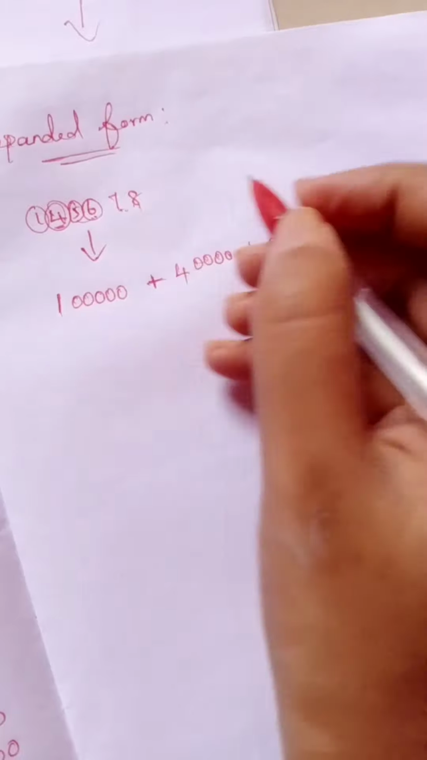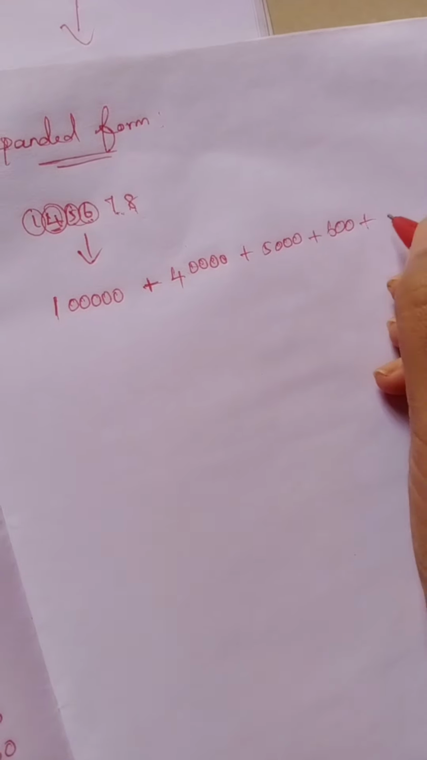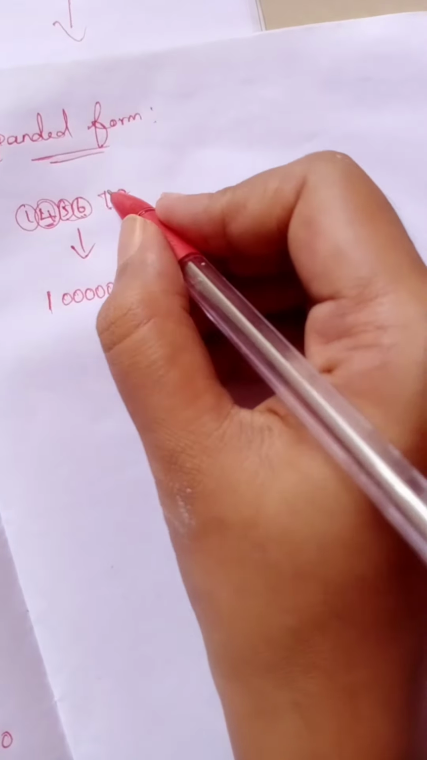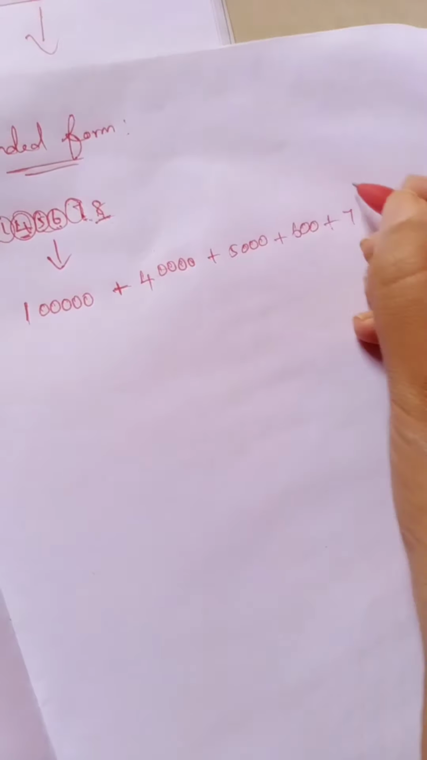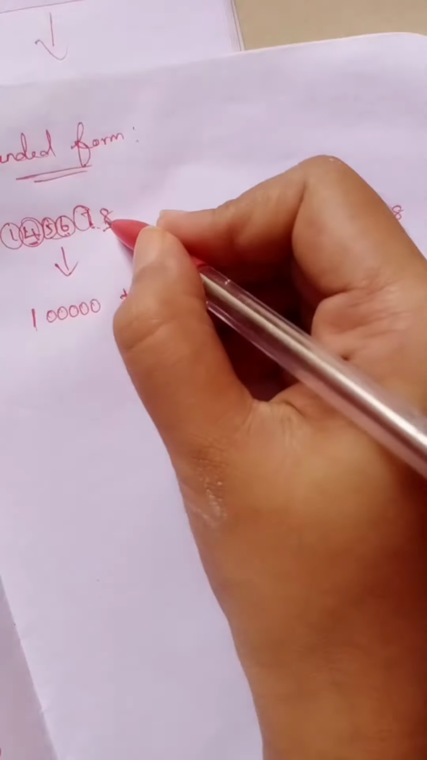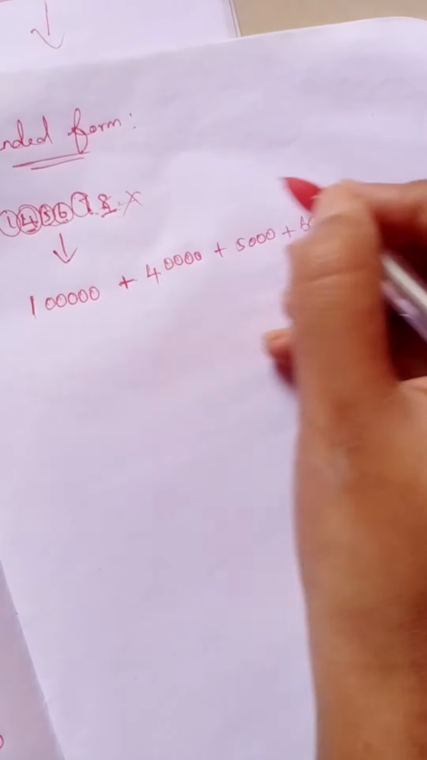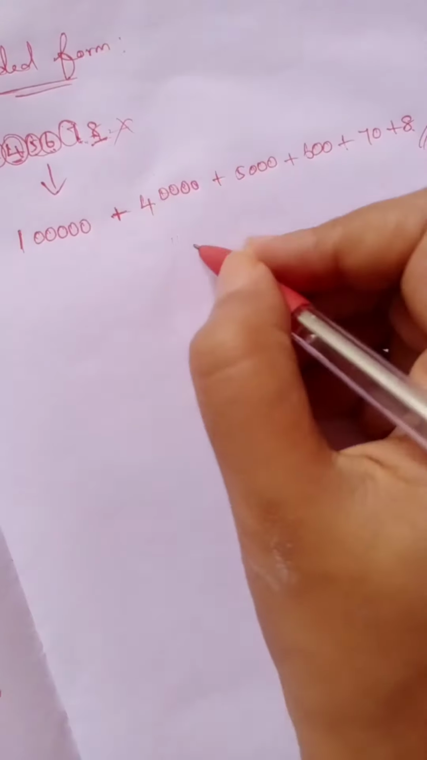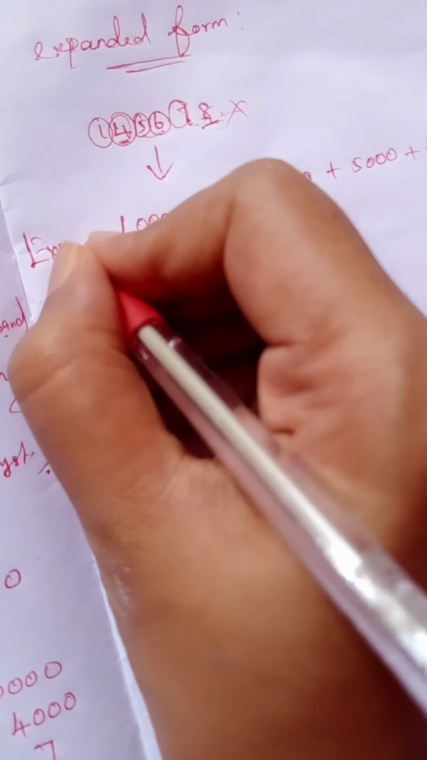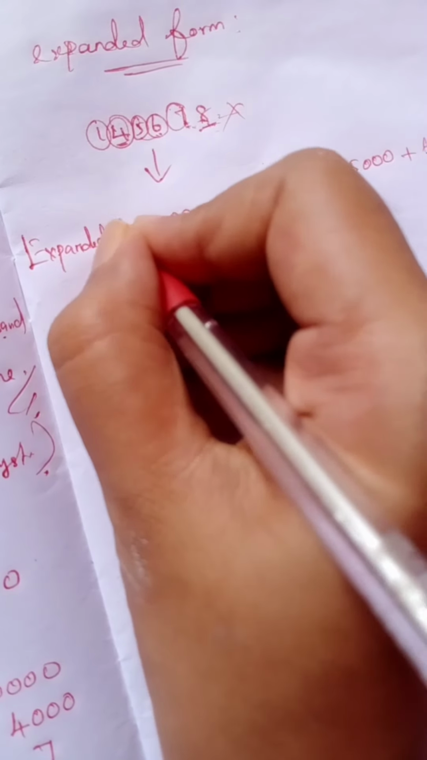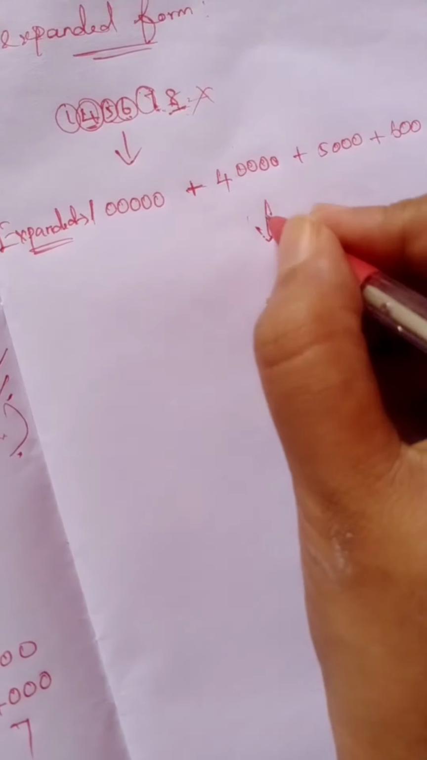After 6 how many digits are there? 2 digits. So 2 zeros. Plus 7. After 7 only 1 digit is there. So 7 with only 1 zero. Plus 8. There is no digit after 8. So 8, no zeros. Okay. That's it. So expanded form means sum of place value of each digit. Now let me tell you how to find standard form from this expanded form.